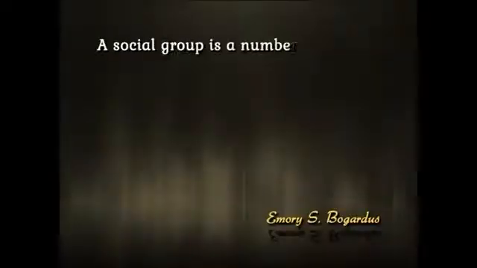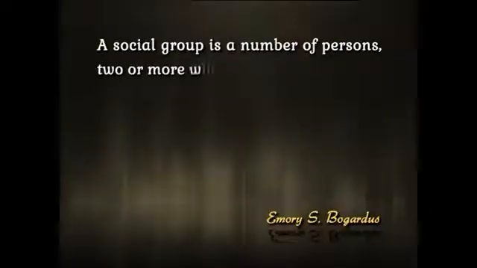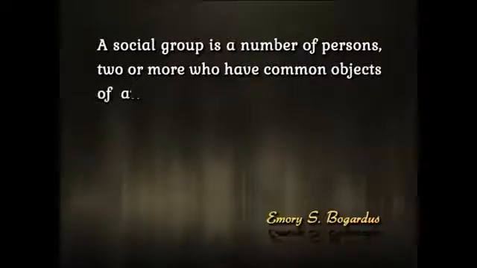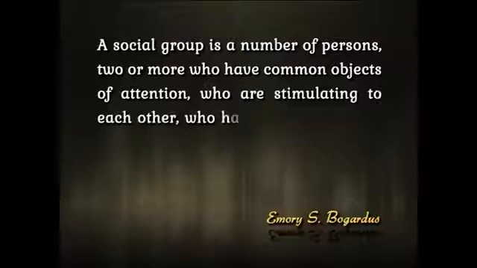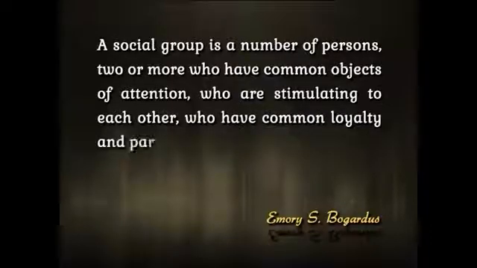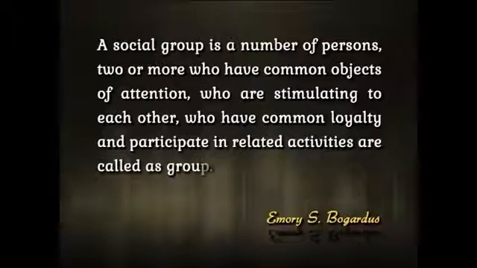Similarly, Emory S. Bogardus in Sociology states that a social group is a number of persons, two or more, who have common objects of attention, who are stimulating to each other, who have common loyalty and participate in related activities are called as group.